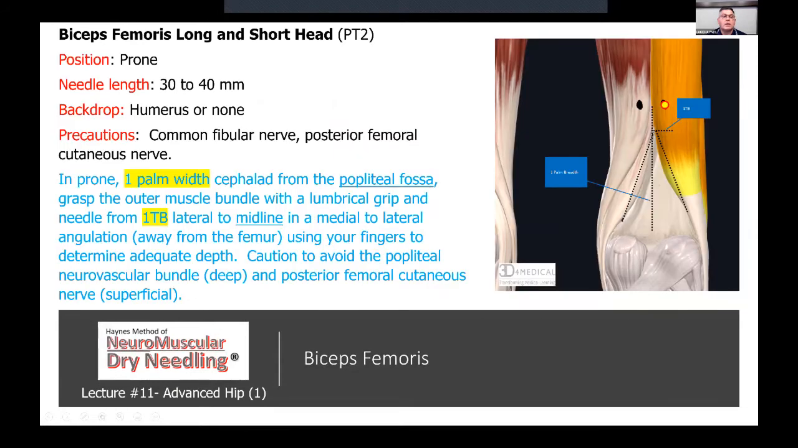Okay, we looked at biceps femoris, the long and the short head, and part of the reason for needling it at this location is that it lets us get, again, the long and the short head of biceps femoris right there. Whereas if we cut it up a little bit higher, we would miss the shorter head of that muscle.